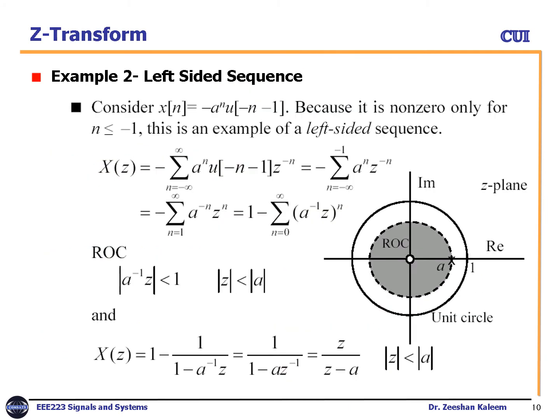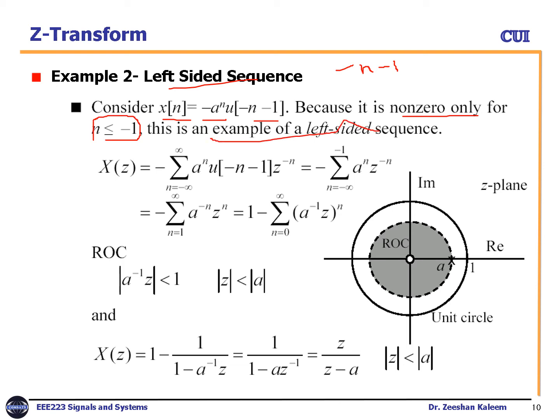So let's take another example, which is the left-sided sequence, to describe the effect of the region of convergence. So consider x[n] equal to minus a^n u[-n-1]. So here the unit step is on the left side, because this is minus n minus 1, right? So it starts from minus 1 as well, because it is non-zero only for n less than or equal to minus 1. This is an example of a left-sided sequence.